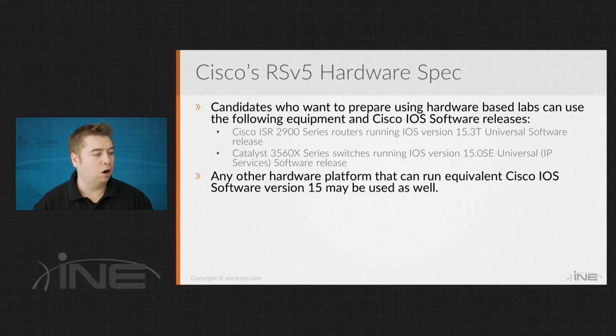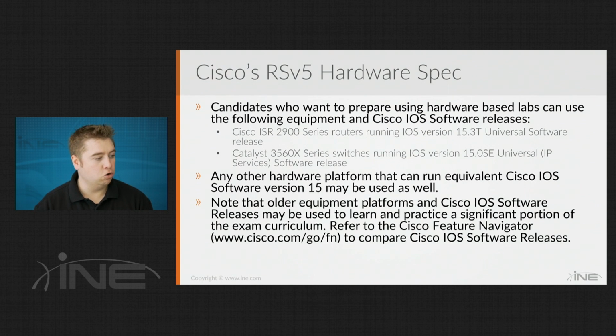It says also any other hardware platform could be used as long as you're running version 15. And also you could use older platforms still. The vast majority of features will be there, and then you can use the feature navigator in order to compare the different images. So I'll actually go through this today. How do you use the feature navigator and how do you look at one platform over the other? And that can give you some ideas if you're thinking about buying something like a 2900 versus a 2800. It can show you specifically what are going to be the software differences between those two particular images.